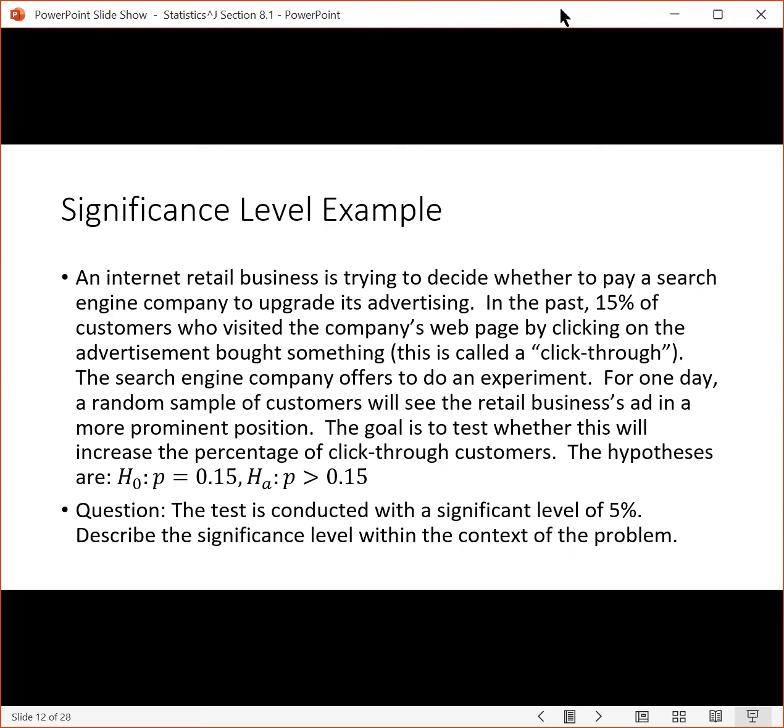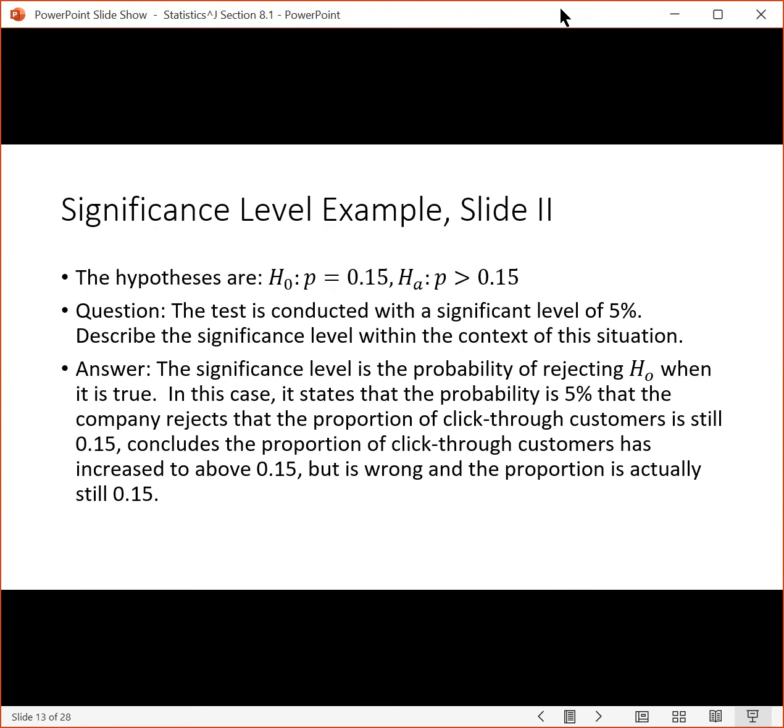The question is, the test is conducted with a significance level of 5%. Describe what that significance level means within the context of that problem. Okay, so the significance level is the probability that you reject H0 and it turns out H0 was true.